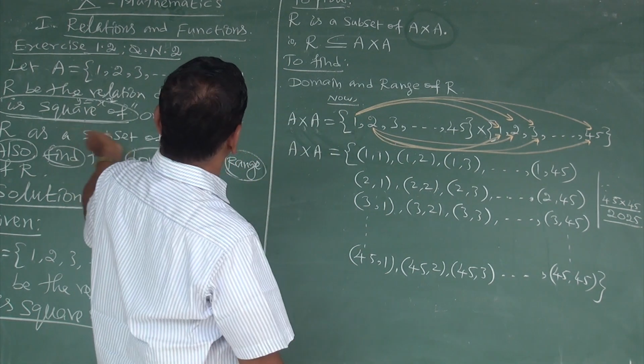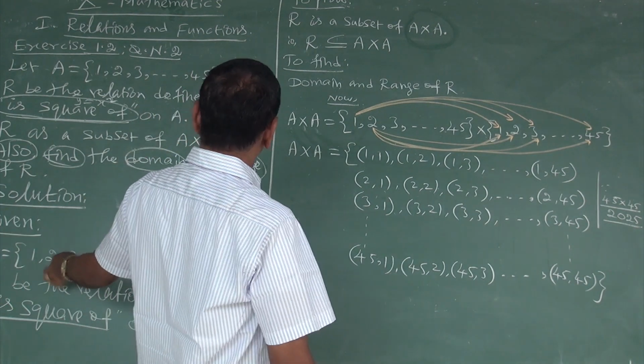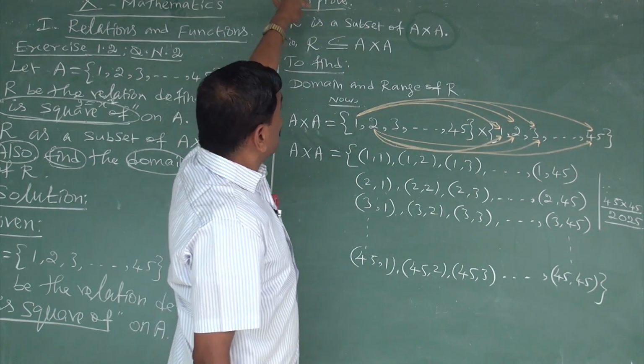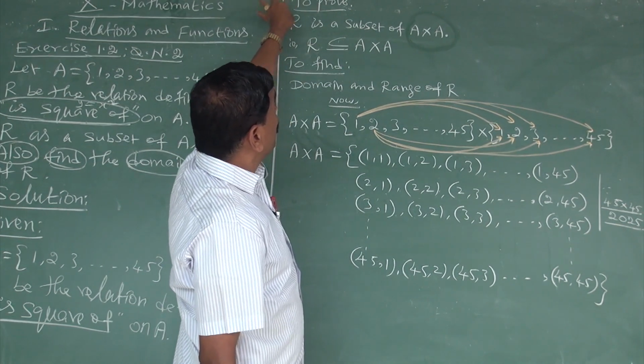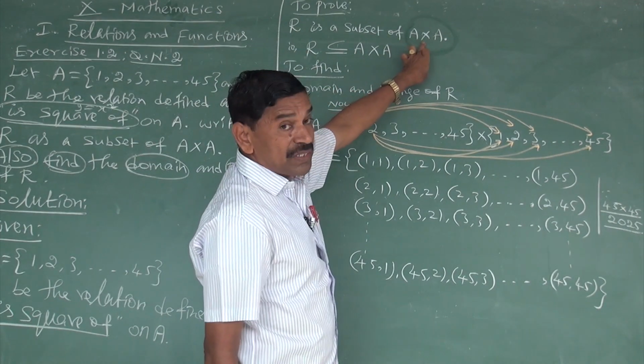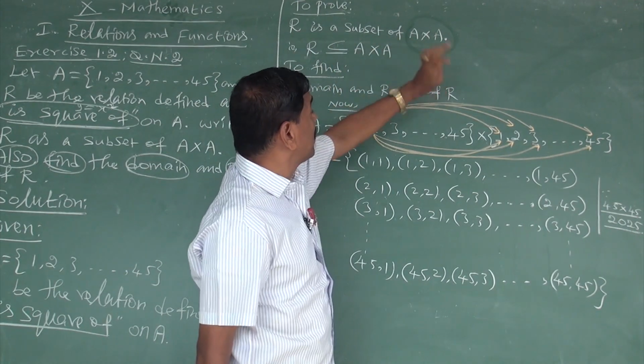Okay, now again come to the question. Here already the aim is given, to prove and to find. Come to the first topic, to prove. What do we want to prove? R is a subset of A cross A. First we want to prove R is a subset of A cross A.